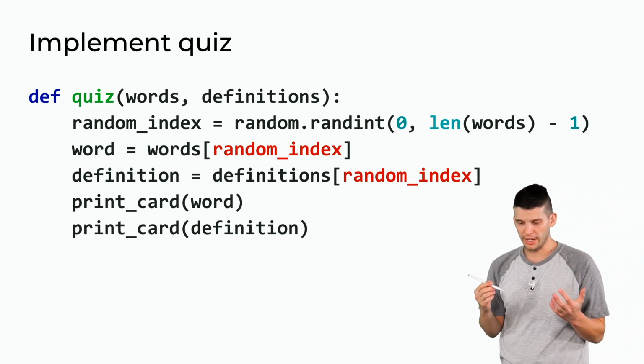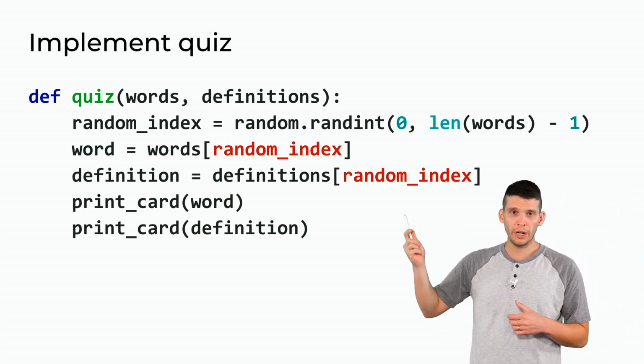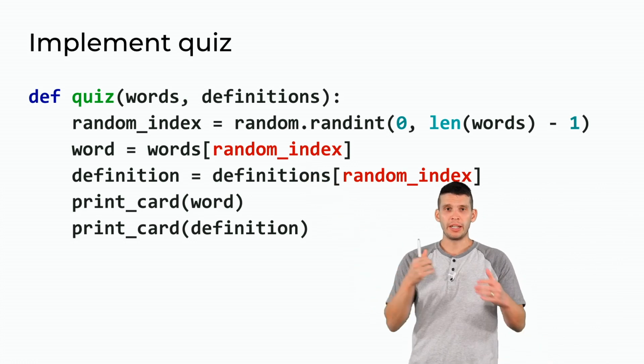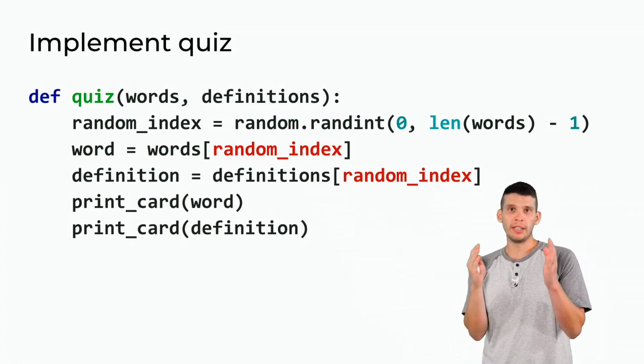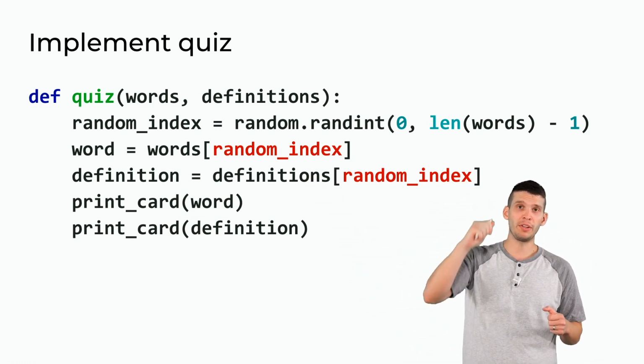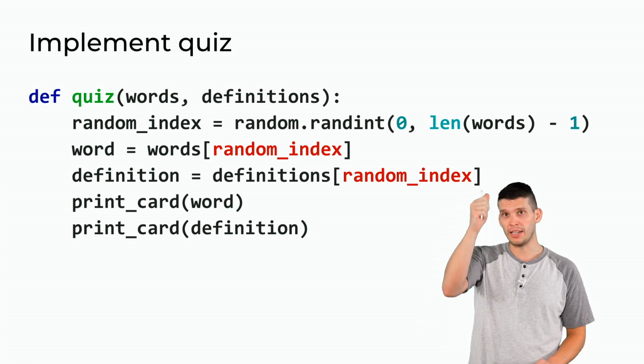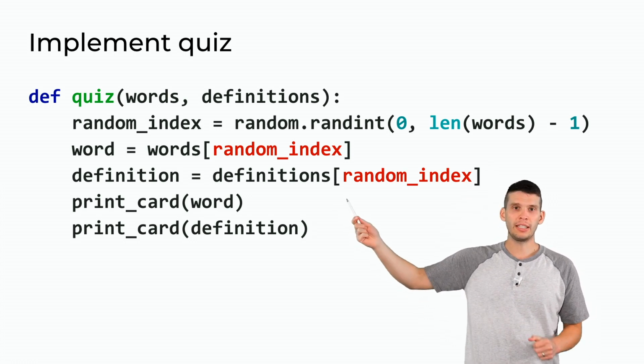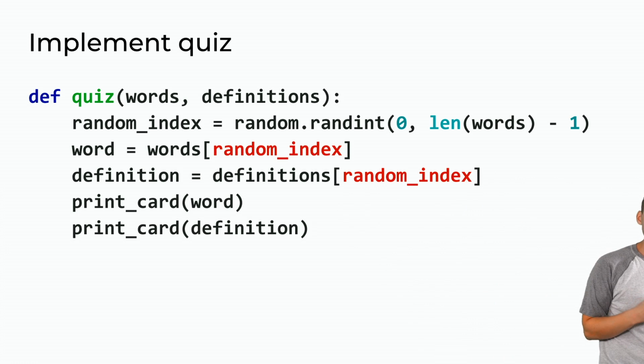So we pick a random index, and then to get the word at that index, we do this. Because we built our lists carefully, where the definition for a word is at the matching index in the 2 lists, to get the definition, we also just use that same index and look it up in the definitions list.